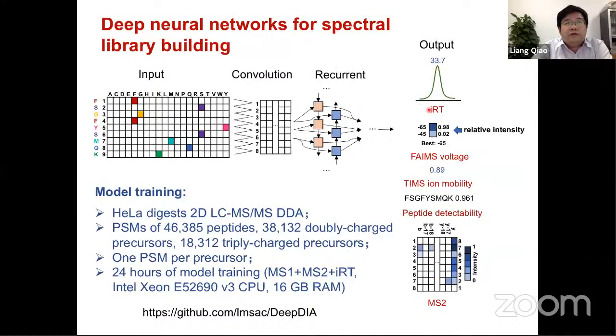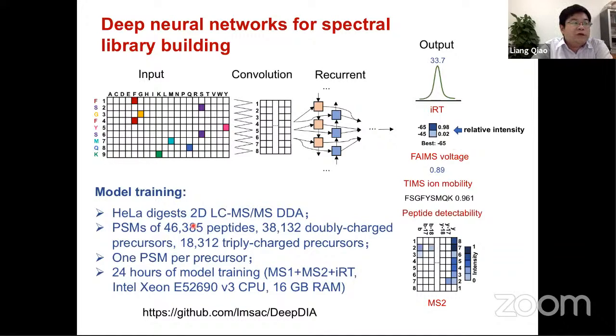We can output the retention time, the best collision voltage for the peptide or the precursor, and also the ion mobility for the precursor, the peptide detectability, and also the MS2 fragment intensity. Normally we use some experimental data to train the models first, and then we can use the pre-trained model to perform the prediction. Then for any given peptide sequence, we generate directly all these values.